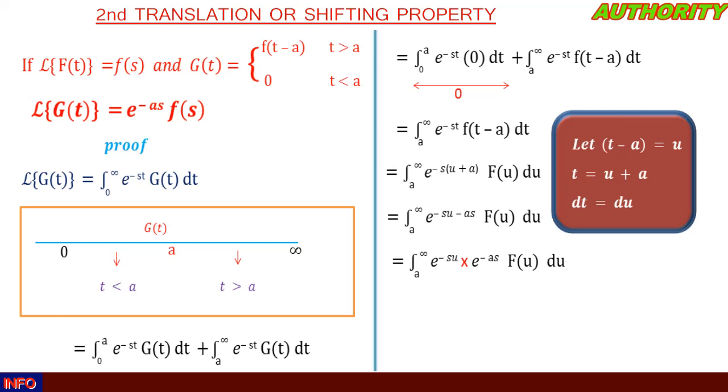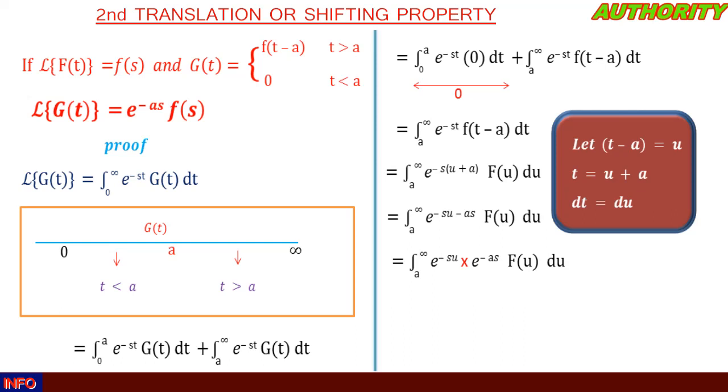When you want to combine these together, they have the same base, so you just add their powers. Adding their powers is still going to give you back minus su minus as. Is that true? Yes. So we have not done anything magical here, right? Good. Here we have f of u du. Good. Let's go.